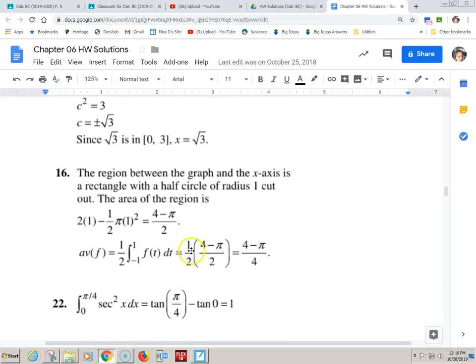Number 16 was a plug and chug using the geometry. And so I think we had a rectangle minus a half circle. Does that sound about right? And that would have been the average value of F.